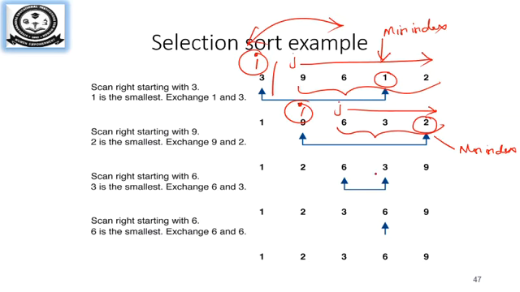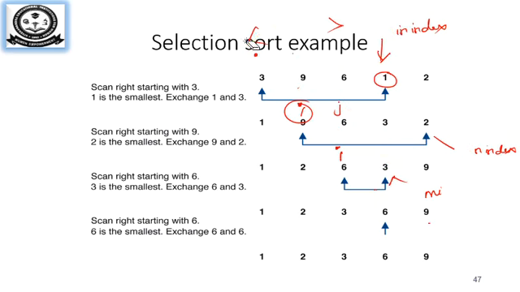Now the next position: I will be in the third position and j will travel over these two, and the next minimum value found during the j travel is going to be the min index. Again a swap happens, 6 and 3 will be swapped. Then I will be here, j will be here, no swap is required because it's the same element, so it will be done. So this is how a selection sort works.